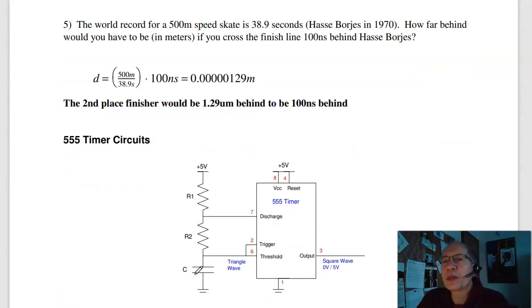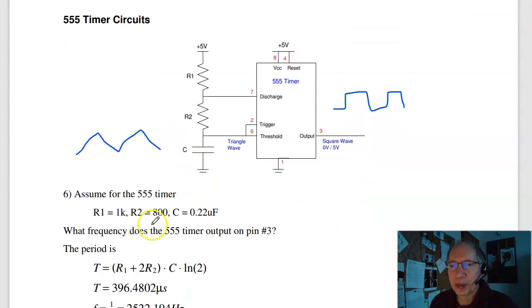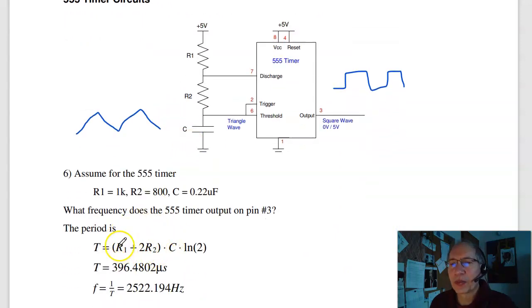Another problem. Suppose I had a 555 timer. What this does is the capacitor right here charges, discharges, charges, discharges, outputting a square wave. The period of the square wave follows some equation, this equation right here. If you plug in the nominal resistances, the period is 396.4 microseconds. And the frequency is one over the period. So this will be a 2.5 kilohertz square wave.